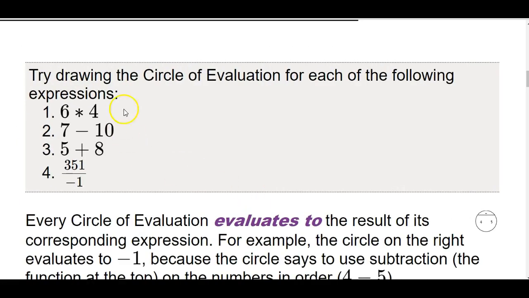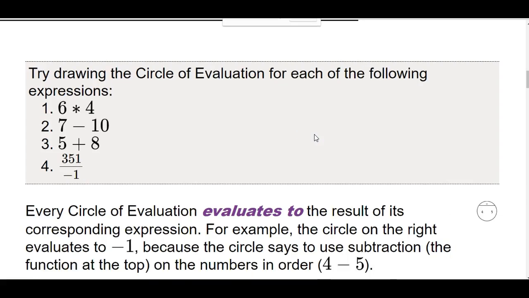All right, so they want us to go ahead and pause the video for a second and see if you can do the circle of evaluation for each one of these, okay? So you pause the video and then check with each other. Maybe have somebody go up to the front of the room and try to get one of these done for each one.